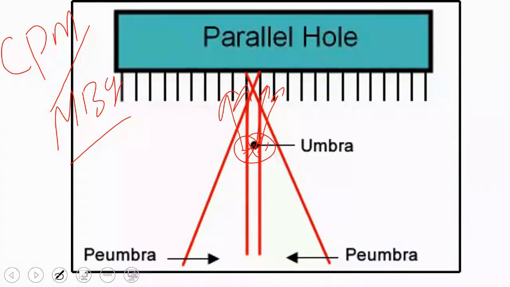This is a lot, okay? Resolution is the ability to distinguish between 2 points or 2 sources of light next to each other. These 2 sources are next to each other. Here is one source and here is another source.